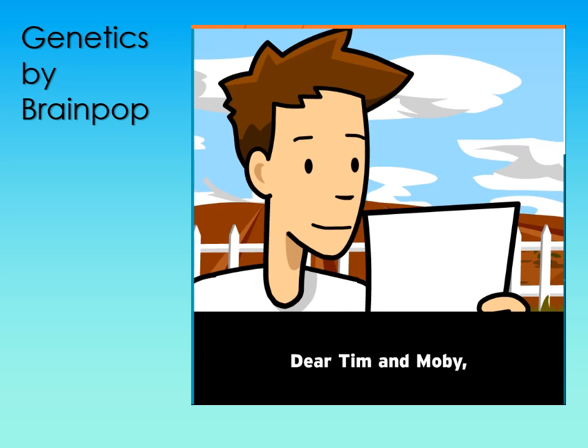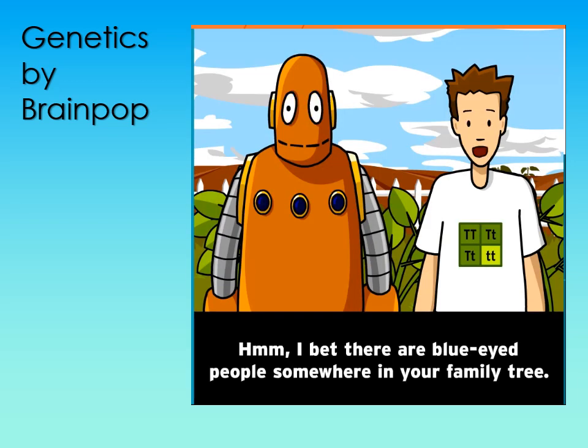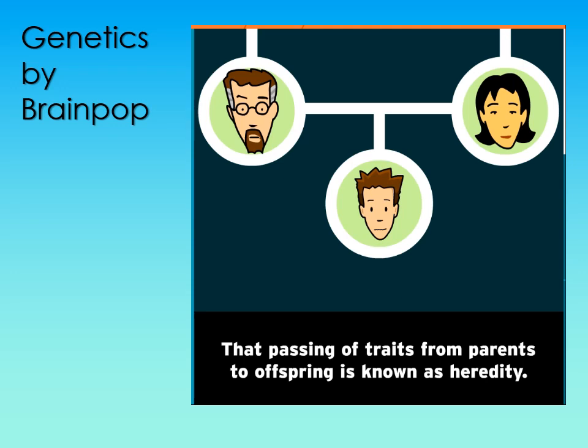Dear Tim and Moby, my parents both have brown eyes, but mine are blue. What's going on? From Tyra. Well, I bet there are blue-eyed people somewhere in your family tree. Eye color is just one of many physical traits we inherit from our parents. That passing of traits from parents to offspring is known as heredity.